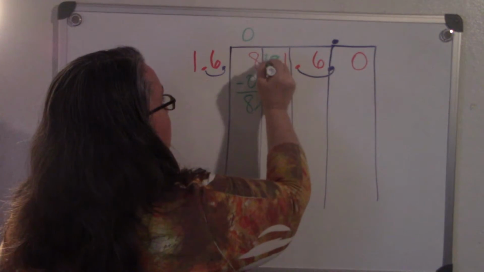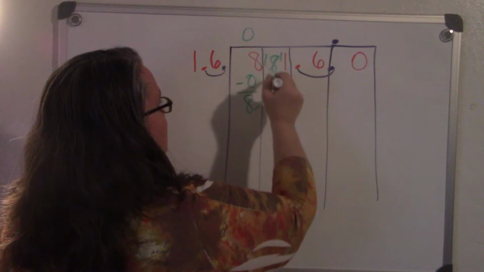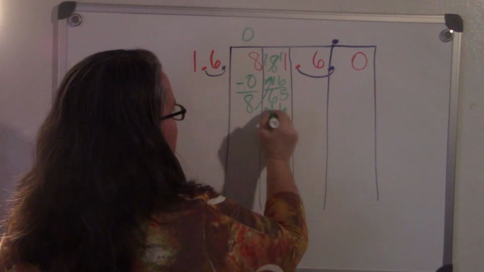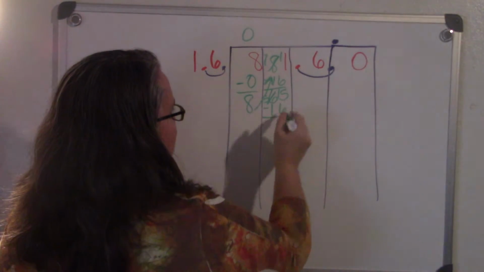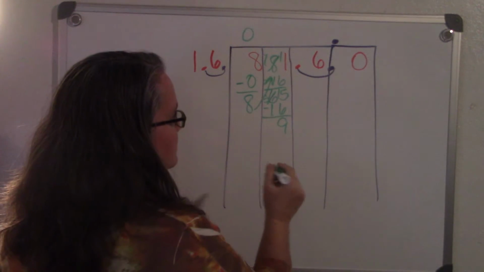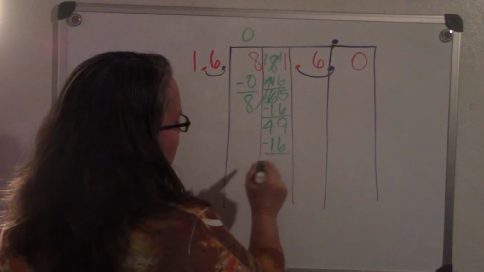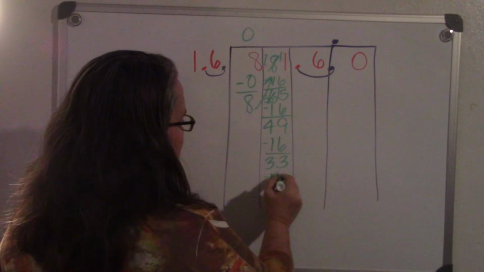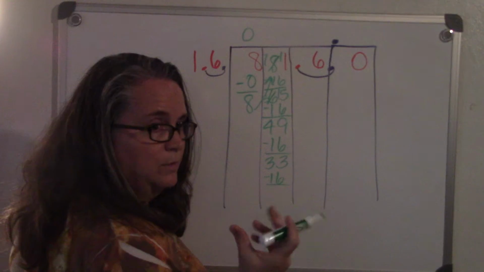I need to regroup. That becomes 11. 11 minus 6, 5. 7 minus 1 is 6. Subtract 16. I need to regroup again. 15 minus 6 is, you're right, 9. 5 minus 1 is 4. Good job, you guys. Subtract 16. 9 minus 6 is 3. 4 minus 1 is 3.